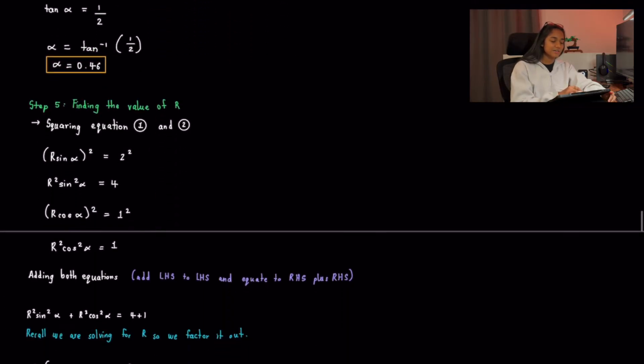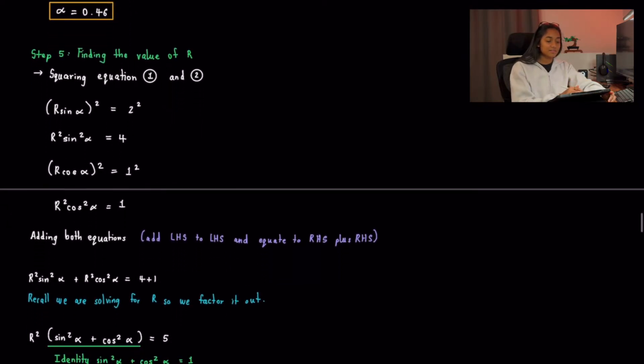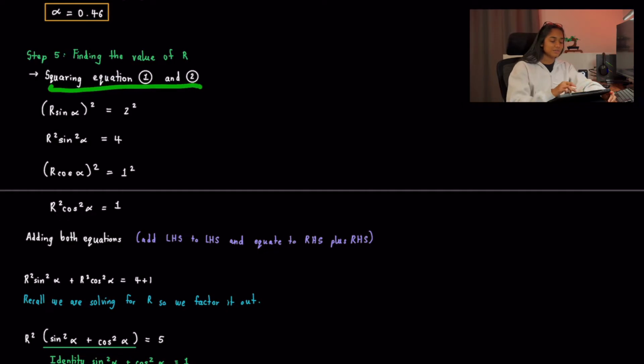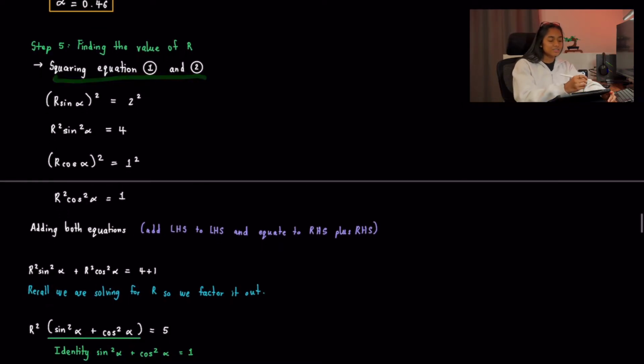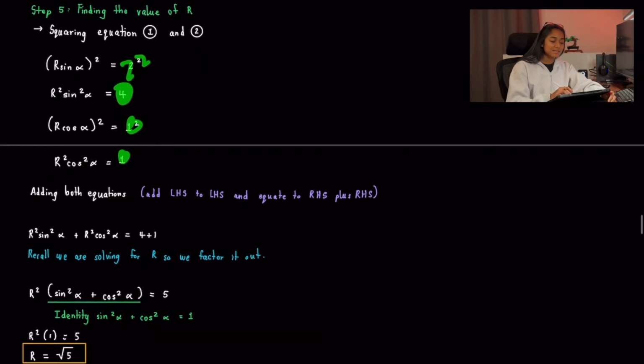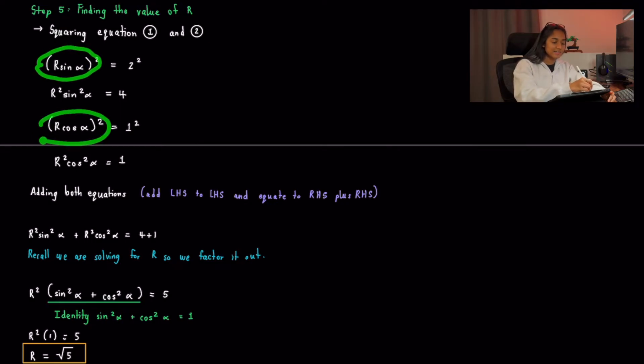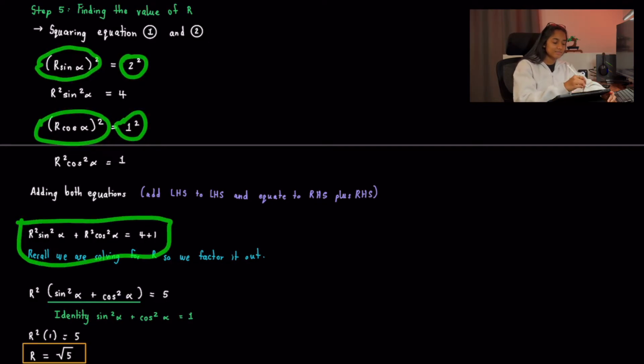So step 5 now, after we found alpha, we have to find r. So step 5 is all about finding r and using the same two equations that we found above. All right. To do this, we're going to square both the equations. So the first equation we square in here, and the second one here. So we're equating it to 2 squared, and we get 4. This one will be 1 squared, which is equal to 1. And we're going to add both equations. To be able to add both equations, all you do is add the left-hand side to the left-hand side, and the right-hand side to the right-hand side, and we'll get this, okay?